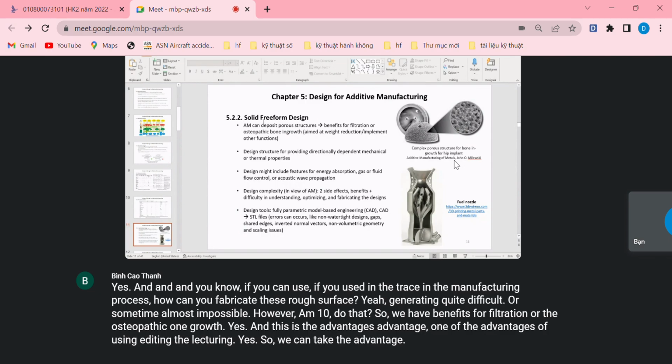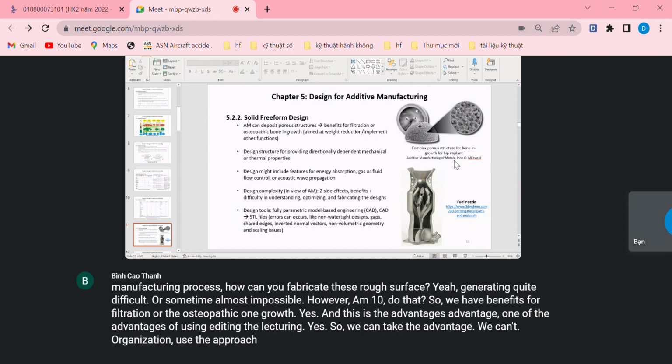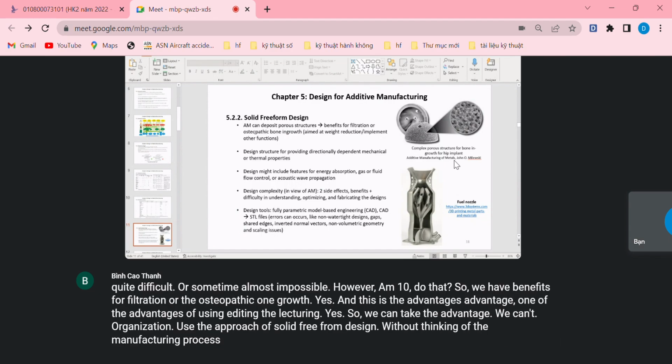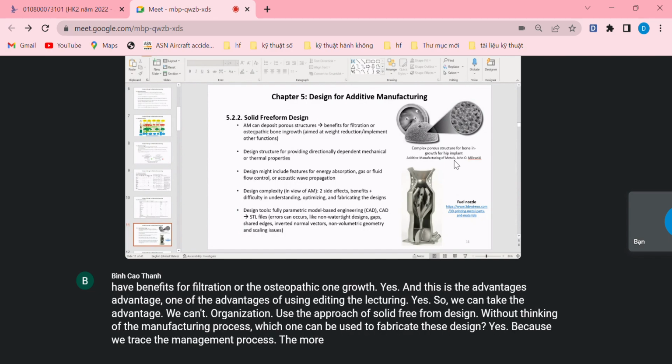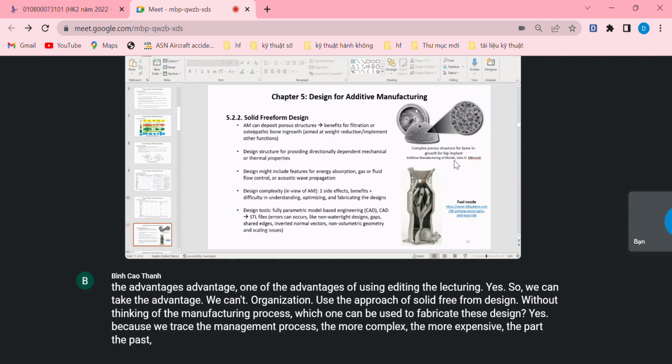We can use the approach of solid freeform design without thinking of the manufacturing process that can be used to fabricate this design. Because with traditional manufacturing processes, the more complex, the more expensive the parts are. This is not a constraint of additive manufacturing when using additive manufacturing to fabricate the part.